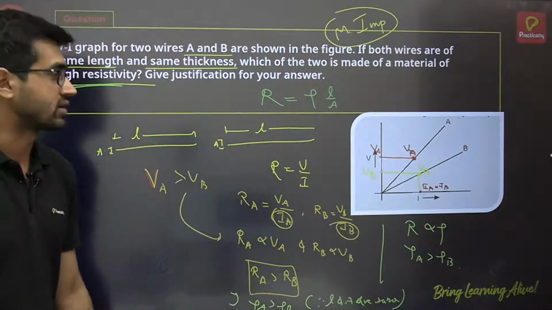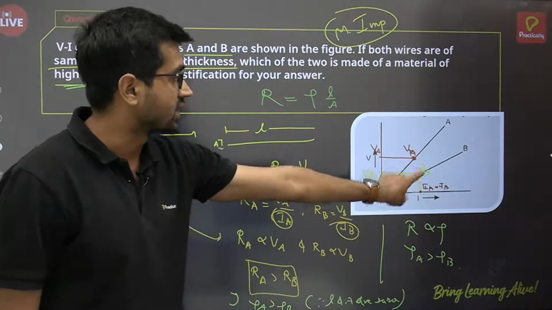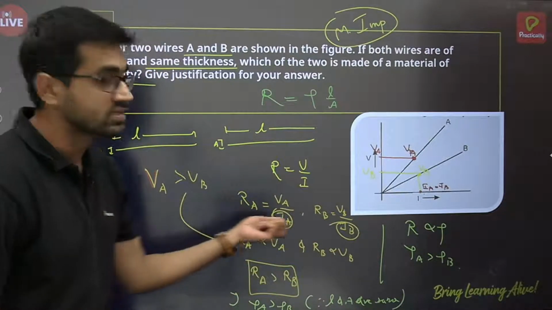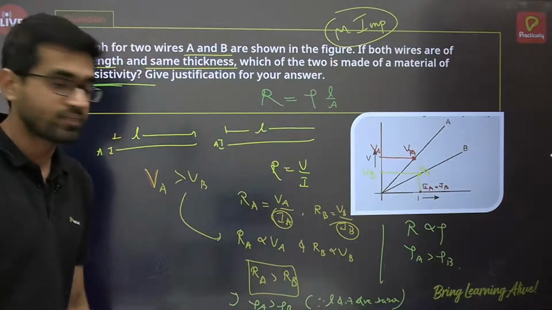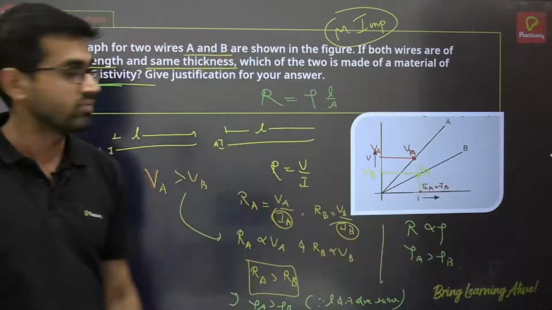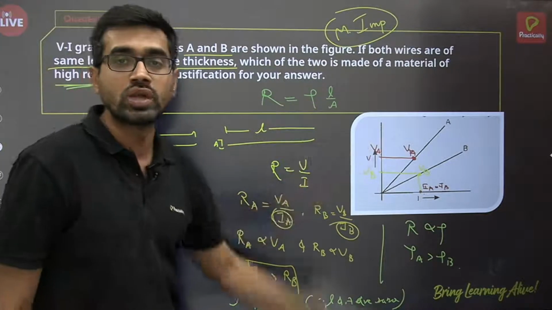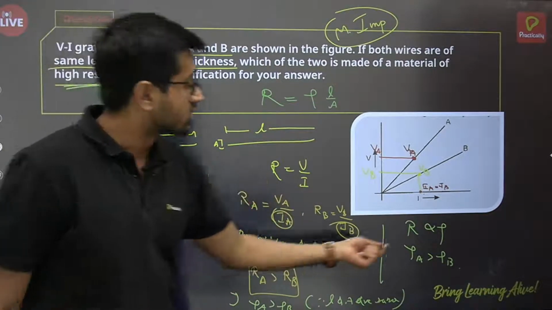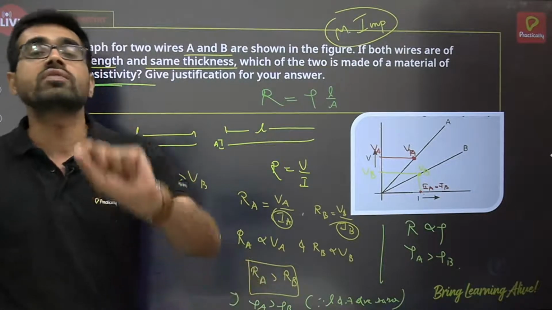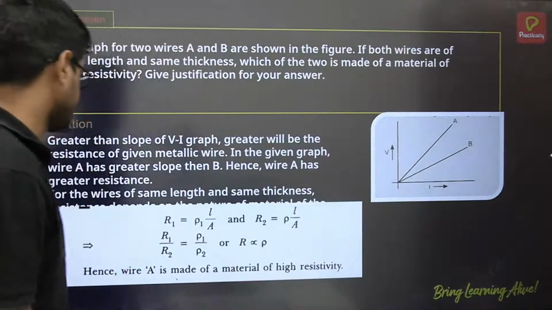Simple logic. Okay. VA is greater than VB on the graph, I can read it. VA is greater than VB means RA is greater than RB. R is equal to rho L by A. L and A are same. Both the wires are of same length, same cross-sectional area. So resistivity is proportional to resistance. So this simply means that if resistance of A is greater, the resistivity of wire A is also very high compared to the resistivity of B.